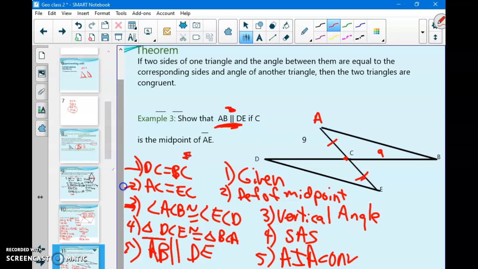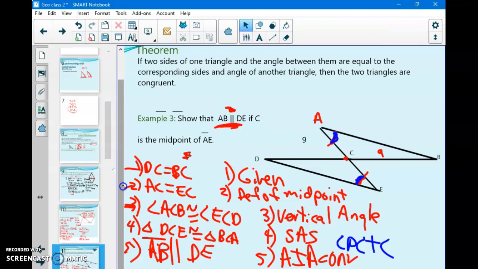Alright, we know that this and this. Could I have put a step in here that says that those two angles are equal to each other? I probably should have put in there CPCTC, but I was running out of time and I didn't want to do that extra step. I'm going to go to the next video.